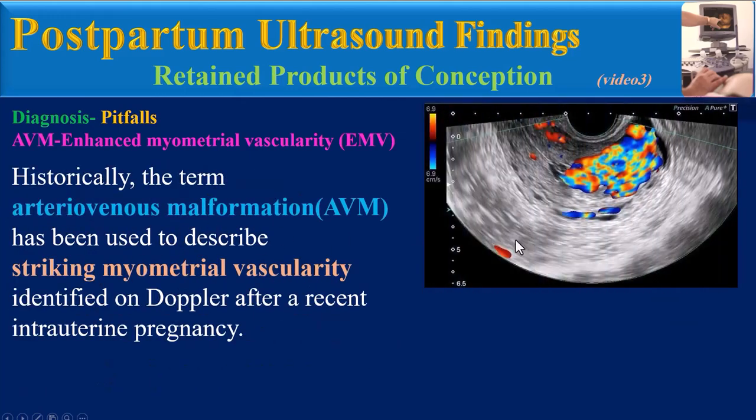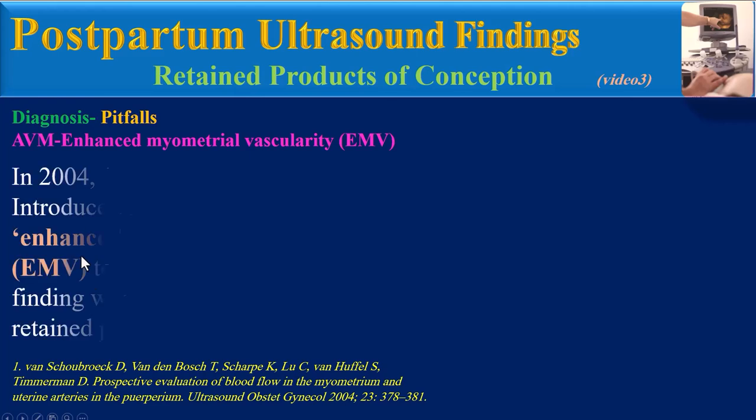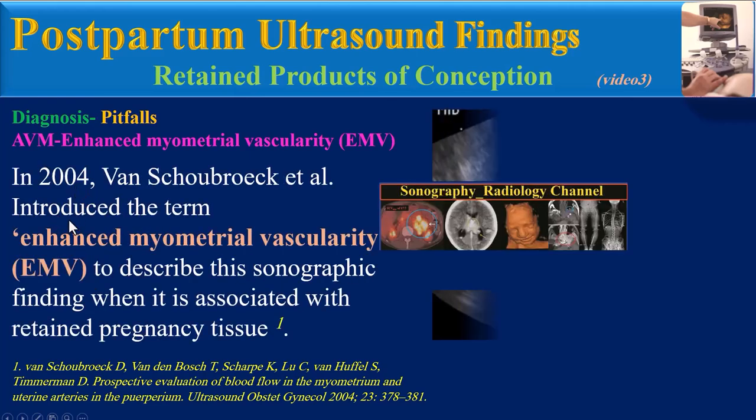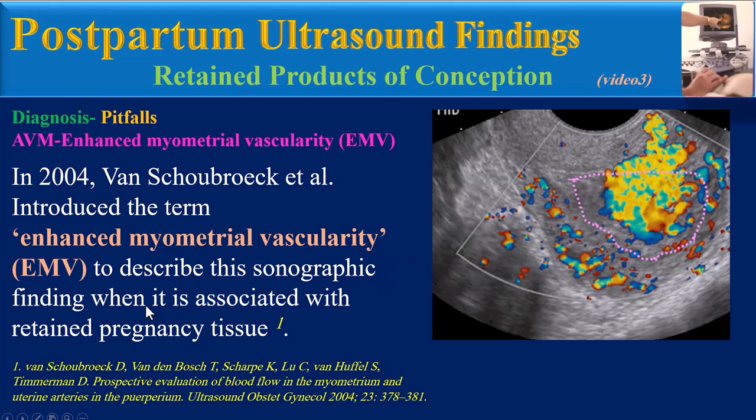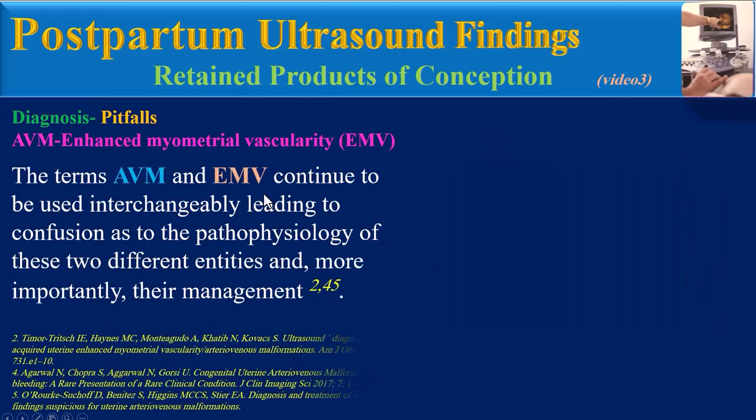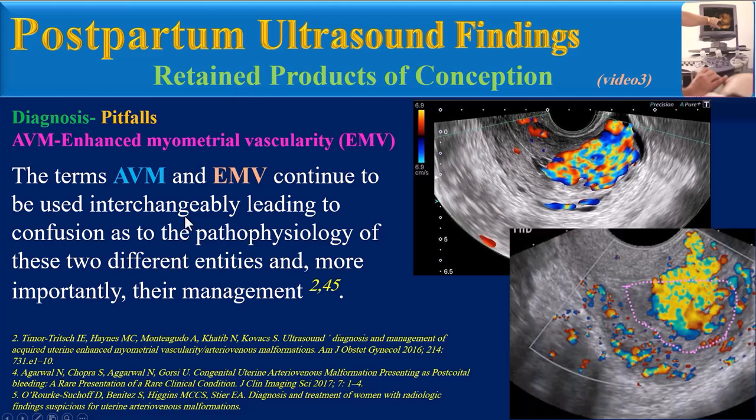Historically, the term AVM has been used to describe a striking myometrial vascularity identified on Doppler after a recent intrauterine pregnancy. This study in 2004 introduced the term enhanced myometrial vascularity to describe this sonographic finding when it is associated with retained pregnancy tissue. Unfortunately, the terms AVM and EMV continue to be used interchangeably, leading to confusion as to the pathophysiology of these two different entities and, more importantly, their management.